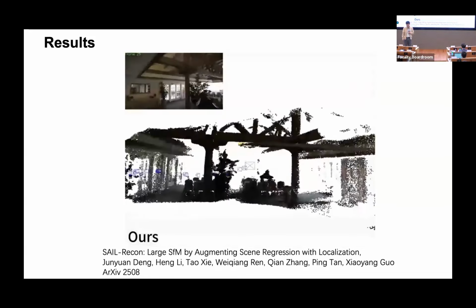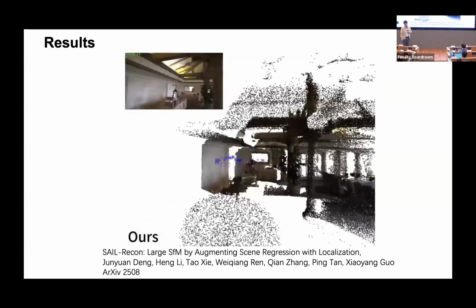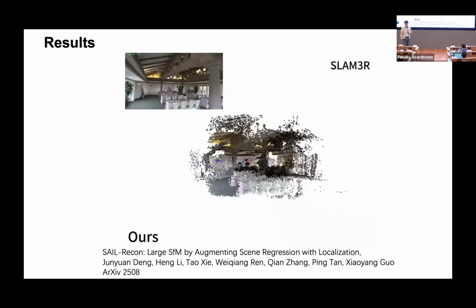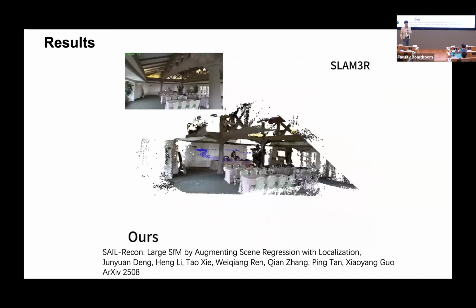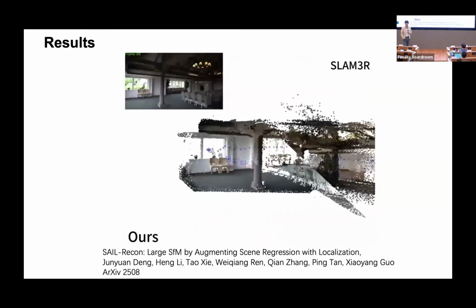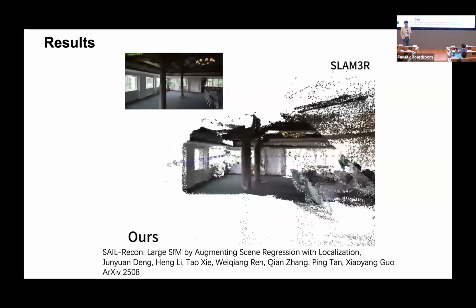This is another example, and we have the input video, and then we have the camera poses and the 3D point clouds. Comparing with other alternative approaches, we get a better 3D quality.